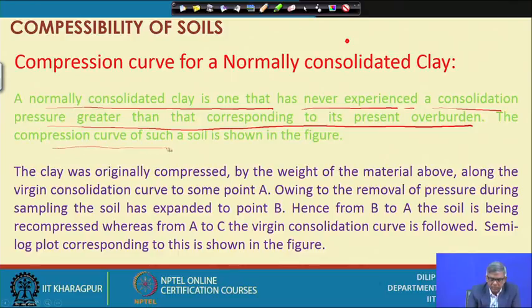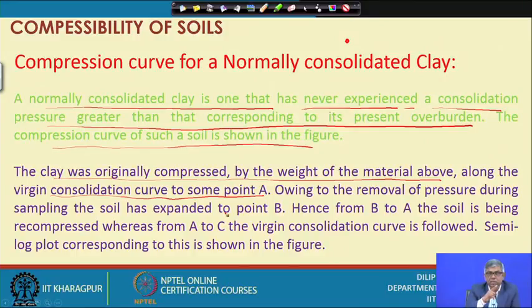And the compression curve of such soil is shown in the figure. The clay was originally compressed by the weight of the material above, along the virgin consolidation curve to some point A. So, the point I have shown from the vertical axis up to A is that point.